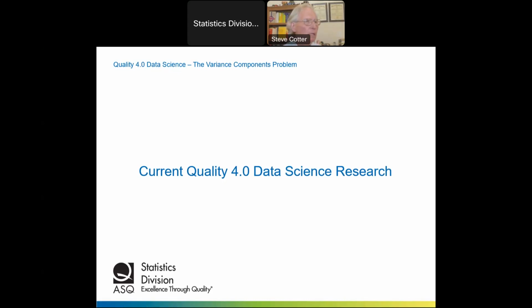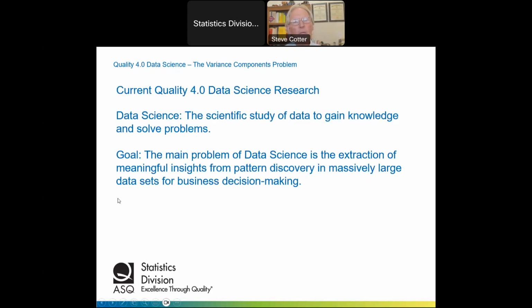Okay, so current Quality 4.0 data science research. Data science, by definition, is a scientific study of data to gain knowledge and solve problems. This is a generic definition that occurs in a lot of disciplines, particularly related to Industry 4.0. The main problem with data science is the extraction of meaningful insights from pattern discovery in massively large data sets for business decision making. And then for Quality 4.0 data science, just replace the words business intelligence with quality intelligence.